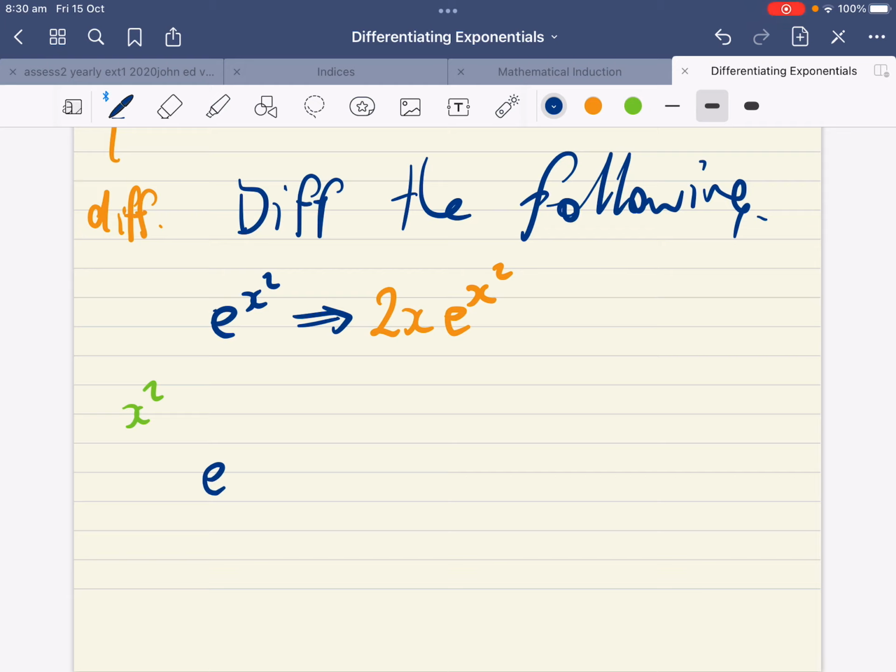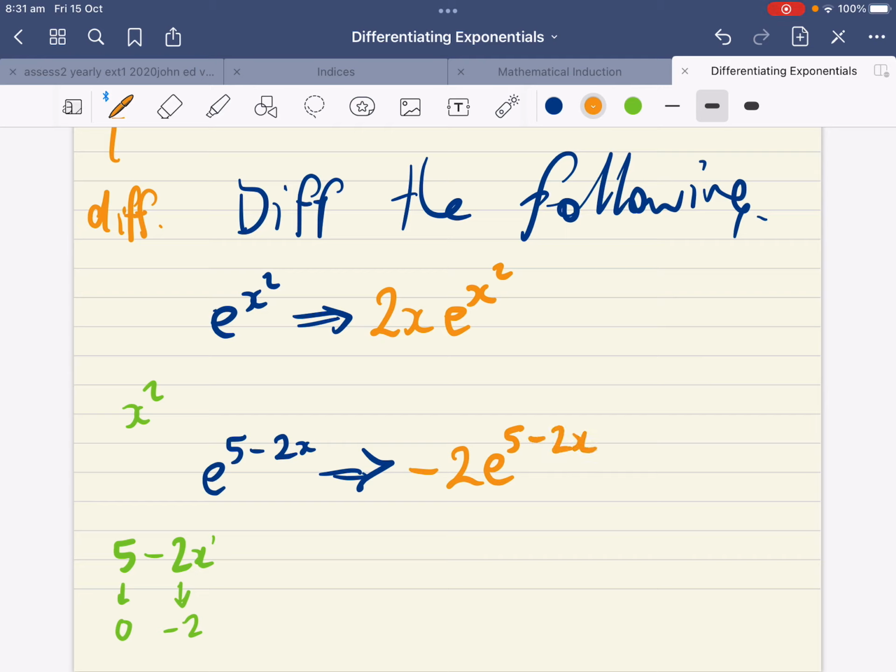Let's look at one more. Let's say this time we have e, and the function at the top is 5 minus 2x. We want to differentiate this. Again, you just take that function at the top, 5 minus 2x, and differentiate that. You differentiate the 5, it becomes 0. You differentiate the minus 2x: power down the front, 1 away from the power, you get a minus 2. So differentiating the function, you end up with a minus 2. That gets placed down the front, and then the exponential will remain as it is, completely unchanged after it. That's how we differentiate exponentials.